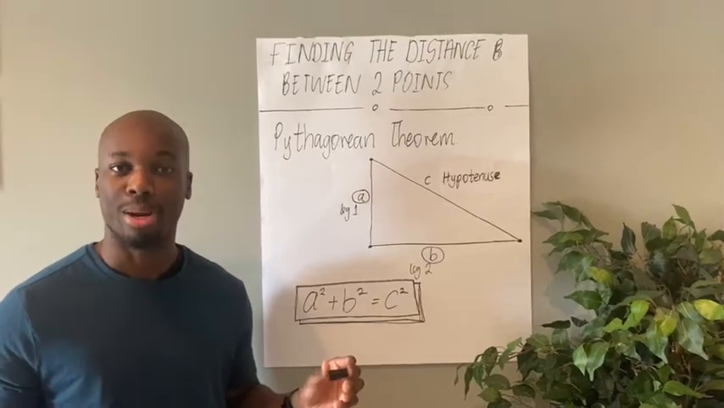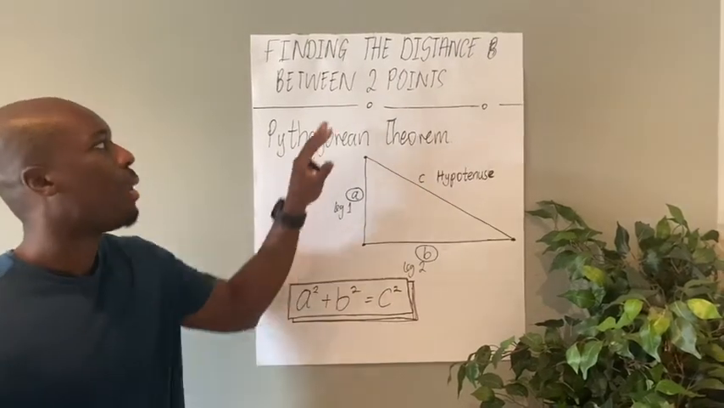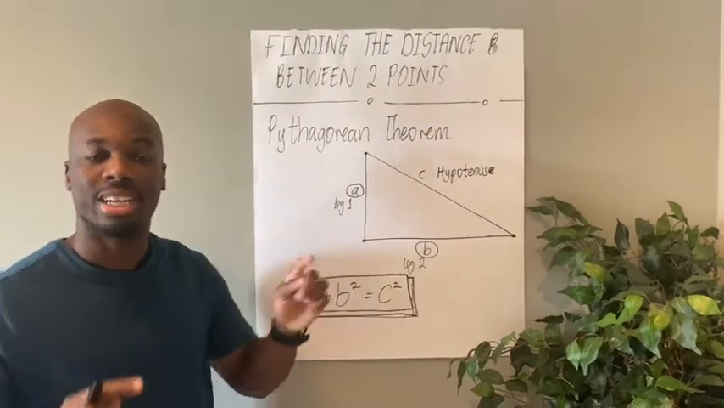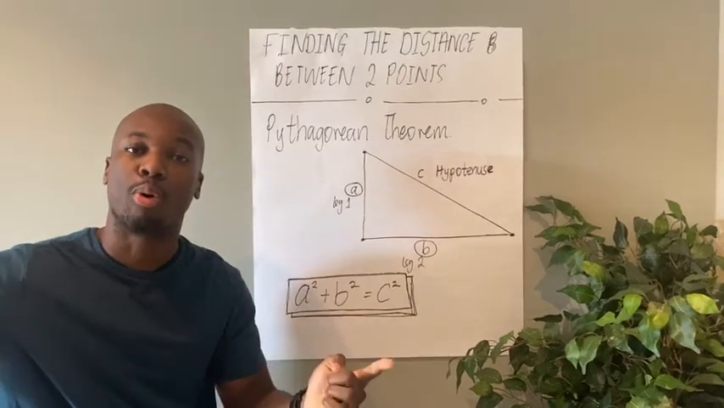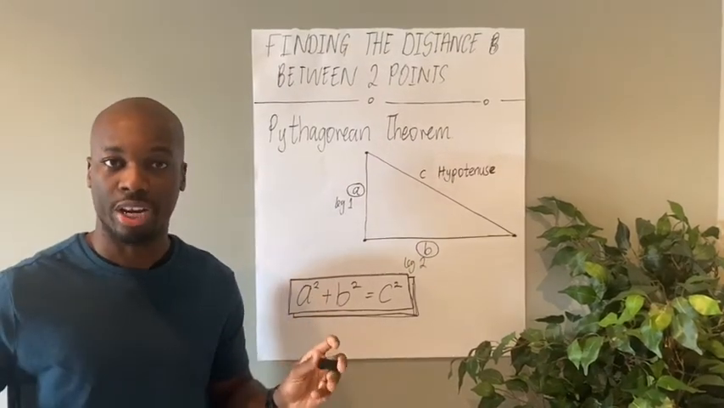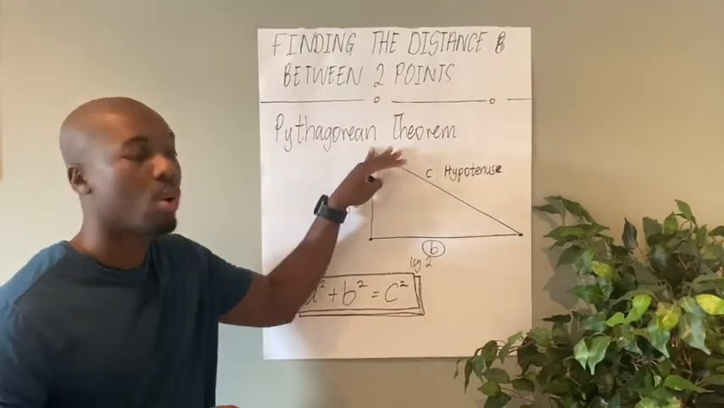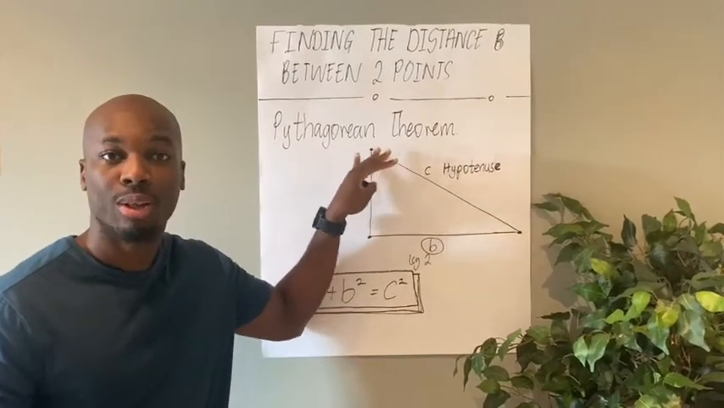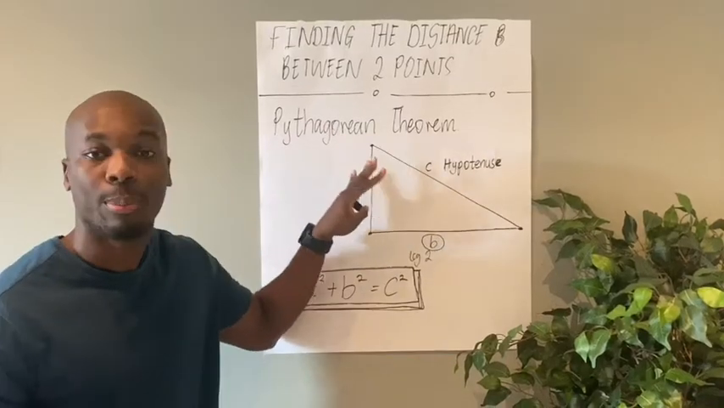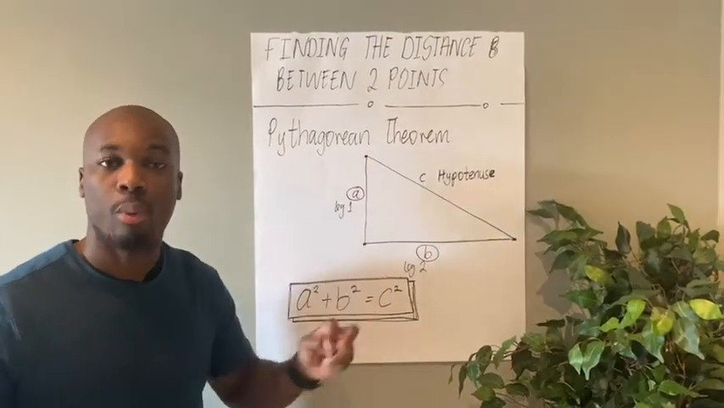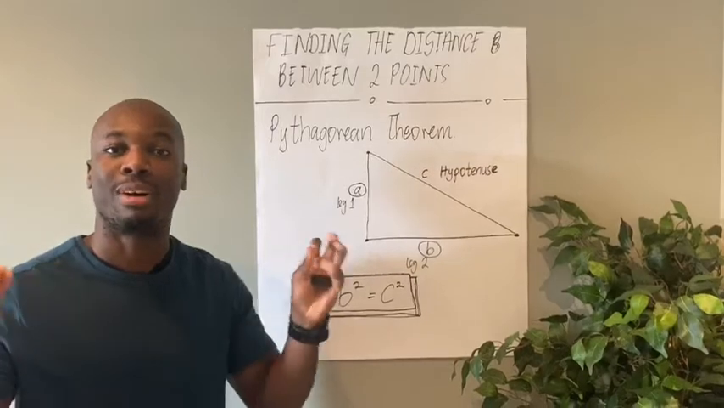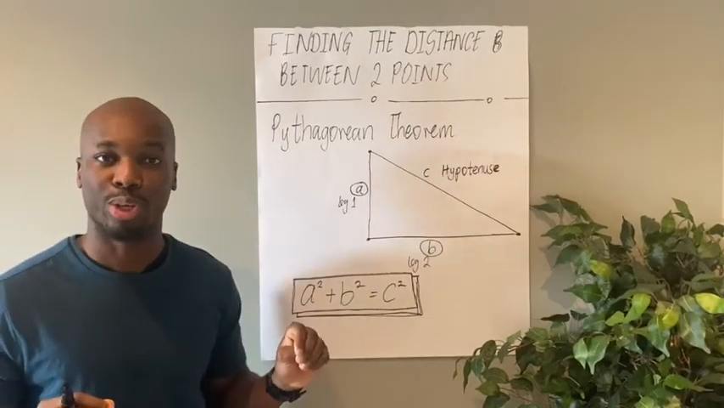I teach 8th grade math, and I want to teach you today how to find the distance between 2 points on a coordinate grid. One way we can do that is to use what we call the Pythagorean Theorem. So I'm going to teach you first what the Pythagorean Theorem is, and we're going to apply that in finding the distance between 2 points.